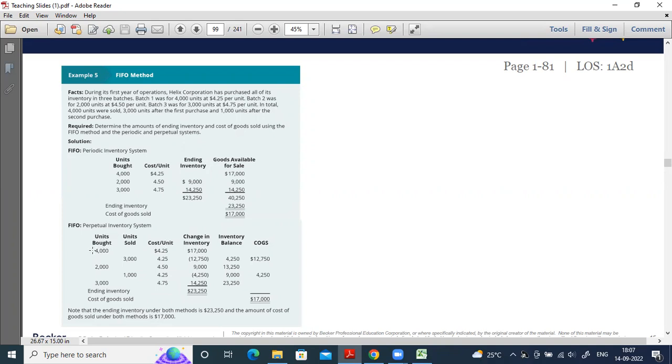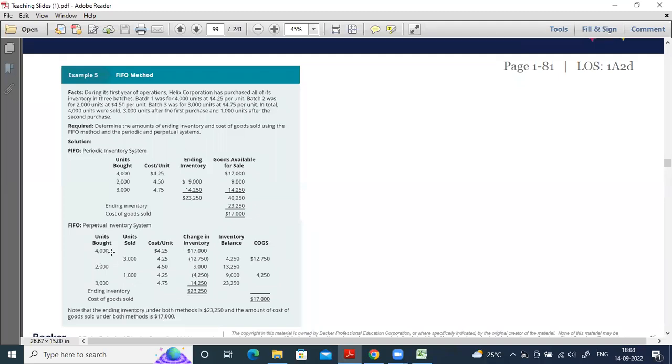Now, try to understand this. Units bought is 4,000 and we showed the balance. Immediately after batch one, we issued 3,000 units, so 3,000 into 4.25 we did. And then again we purchased batch two for 2,000 units at 4.50. After batch two, they mentioned 1,000 units were sold. How many units did we sell? 1,000 units. Now, why do we need to take 4.50? Because we are following the first in first out method.